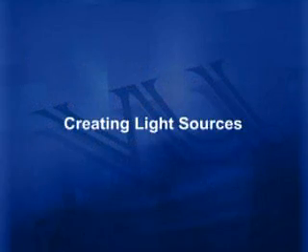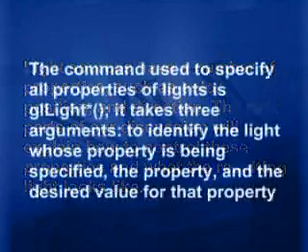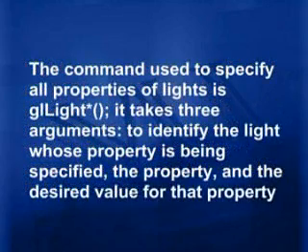Next step is creating light sources. Light sources have a number of properties such as color, position, and direction, and all these are important. The next parts of our discussion will explain how to control these properties and what the resulting light looks like. The command used to specify all properties of lights is glLight and its variations.